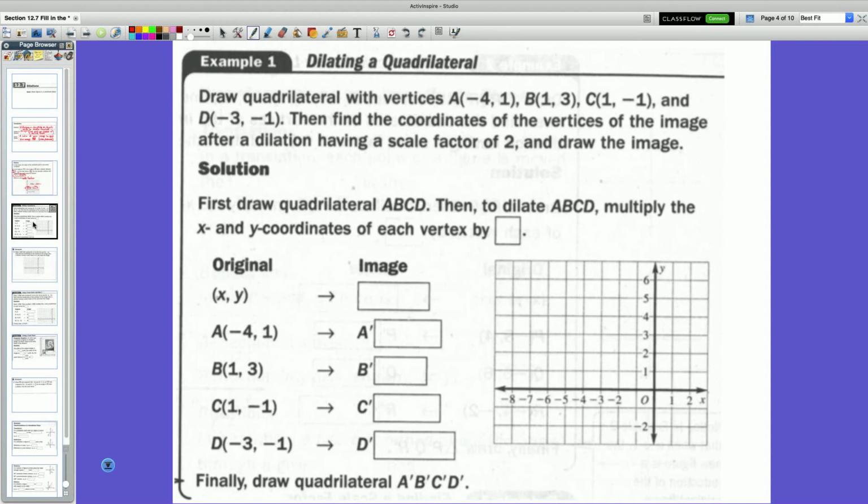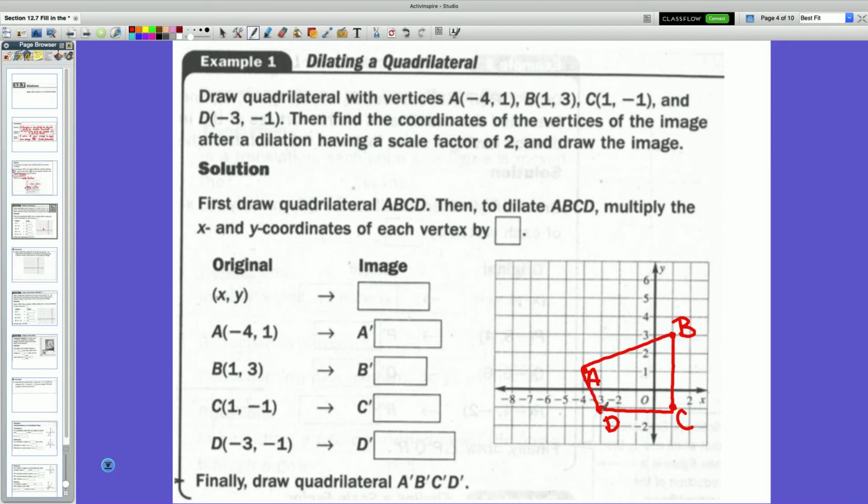Example 1. Draw the quadrilateral. First we're just plotting points. A is at (-4, 1). B is at (1, 3). Oops, I messed up already. Here's B. C is at (1, -1). And then D is at (-3, -1). So there's my quadrilateral.